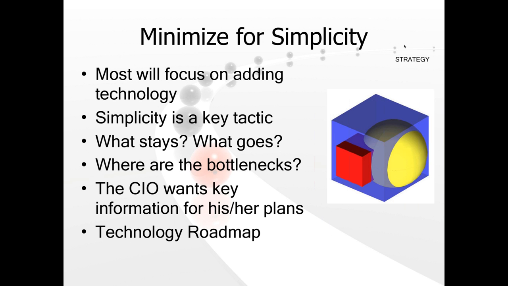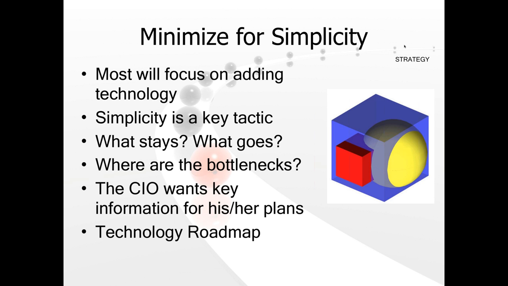Now, one of the things that I also focused on, here's a strategy that you may not think of often, but minimize for simplicity. So what that strategy is, most companies focus on adding new technology. This typically is what happens inside of architecture. What if you thought about removing it? So simplicity can be your key tactic. What stays and what goes?